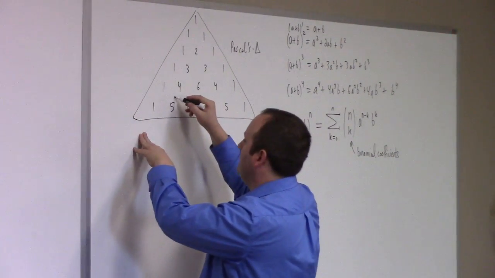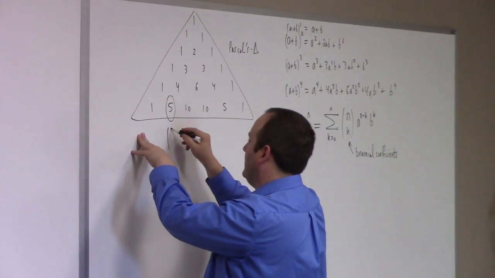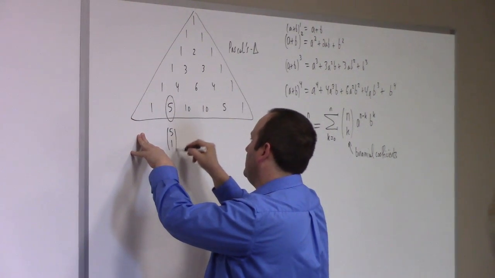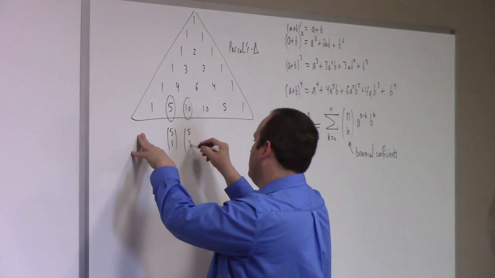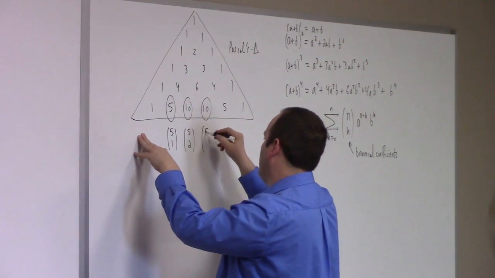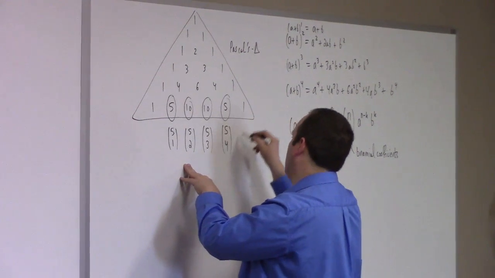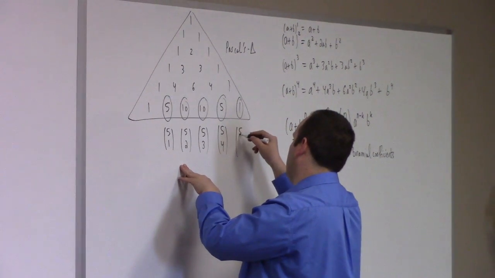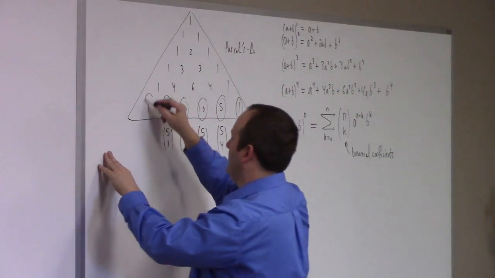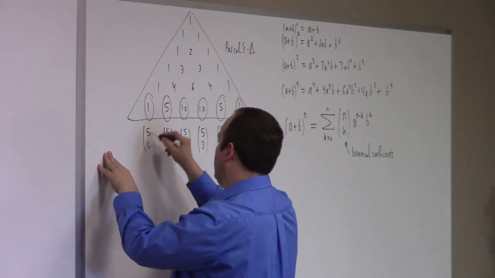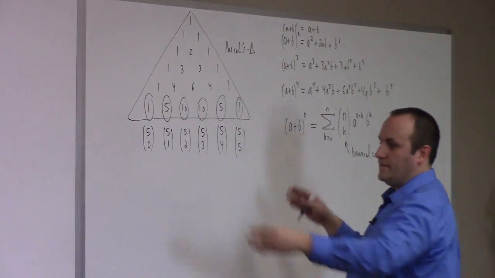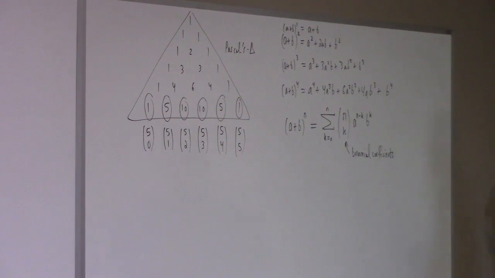Like this, for example, is what? This is 5 choose 1, 5 choose 2. This one is 5 choose 3, 5 choose 4. This is 5 choose what? 5. How many ways are there to choose 0 from 5? There's one way. Binomial coefficients.